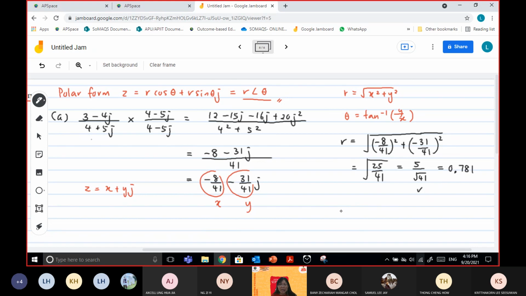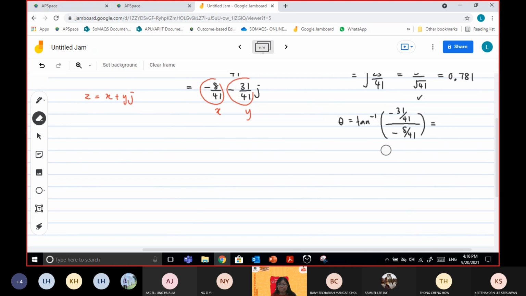Next, we need to find the argument, which is theta. So arctangent of, both have a negative sign, but when I find the basic angle, I don't include the sign. So the value of y is 31 over 41, then at the bottom, the x is 8 over 41. Find the values here. What is the angle you all find? Tell me the angle.